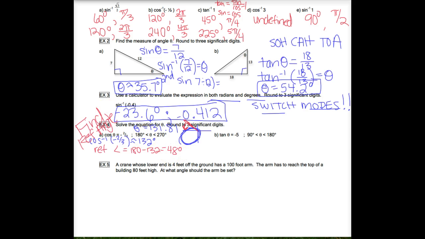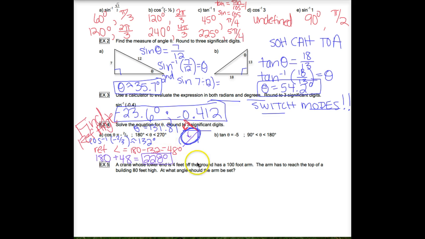So now the final step is to be able to find that equivalent angle in quadrant 3. So in quadrant 3, I need to go 48 degrees away from the 180. So 180 plus 48 is going to give me 228 degrees, which is my final answer.